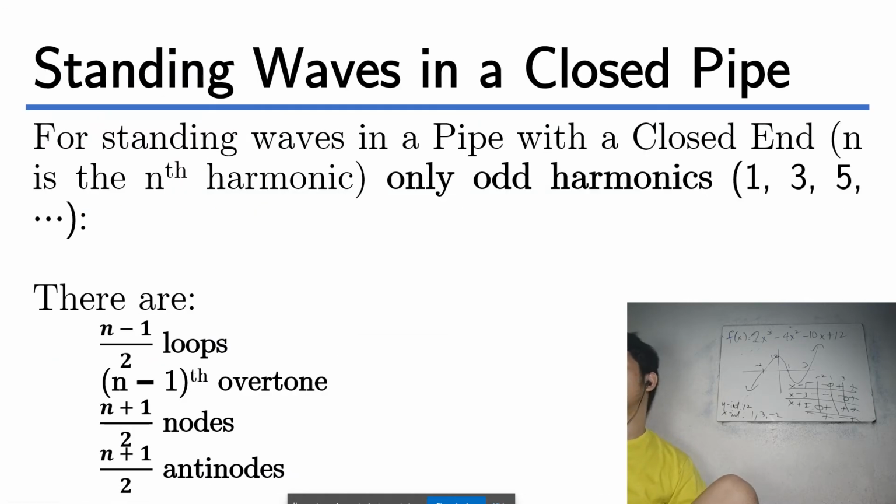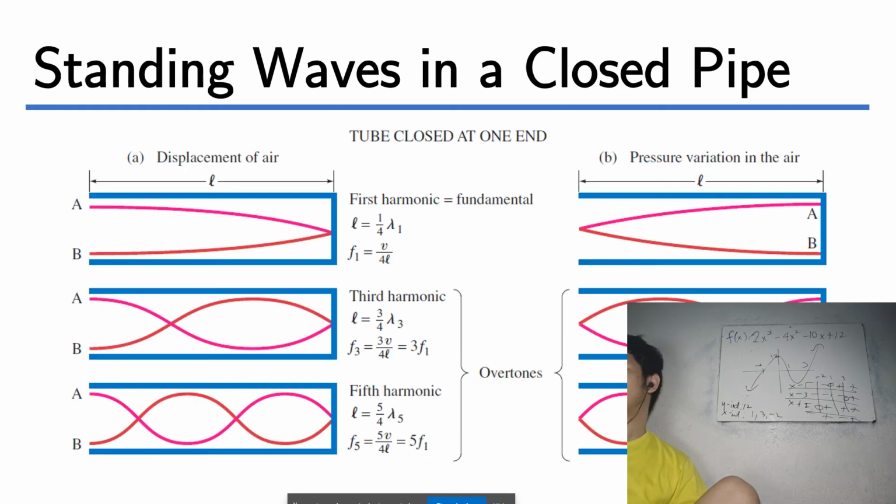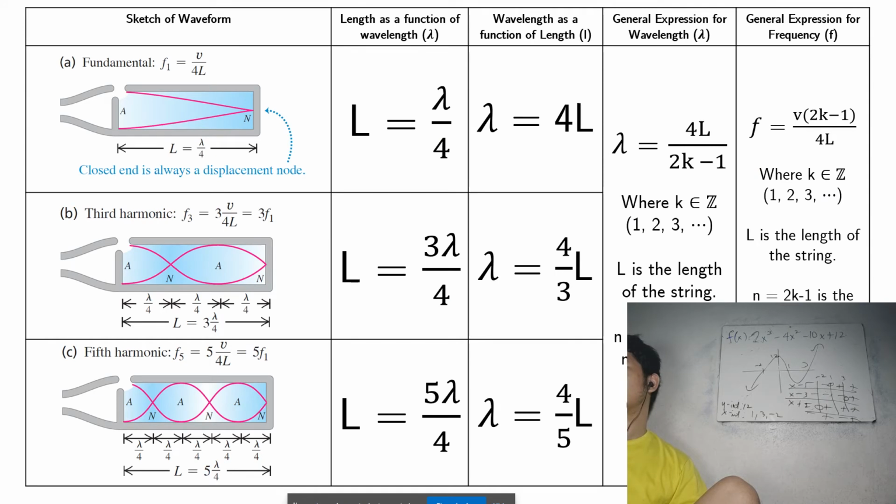At dito tayo nagka-problema last time. Only odd harmonics. Odd harmonics lang yung meron. Kasi nga, if even harmonics meron, magko-cancel out yung sound. So, wala tayong maririnig, no? So, yan yung relationship. Pero itong 2K minus 1, basta odd number, 1, 3, 5, 7. Yun lang yung pwede dyan, no? Yun lang yung pwede sa denominator. Okay? Dito rin, yun lang yung pwede sa numerator. 1, 3, 5, 7. N equals 2K minus 1, no?